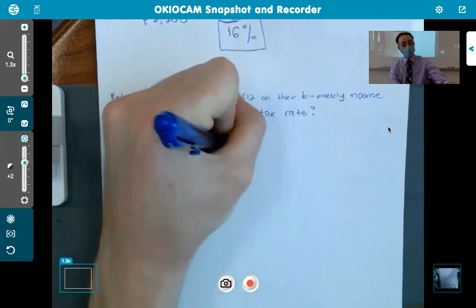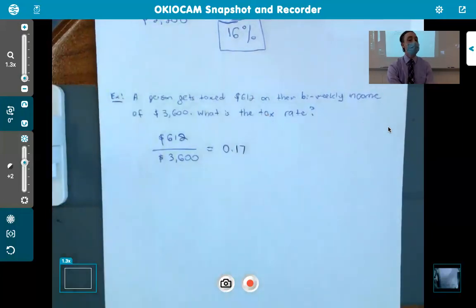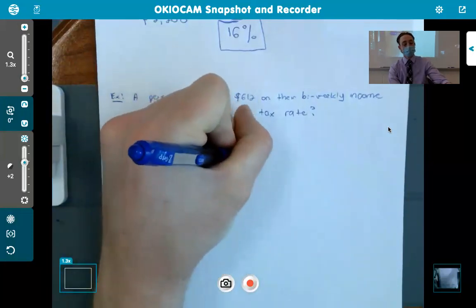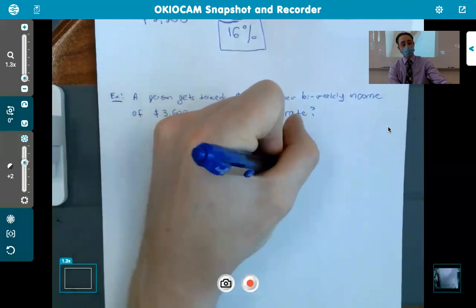0.17, good. So using a calculator, using Desmos, whatever application you can use, you get 0.17. How do I convert this to a percentage? Where do I have to move that decimal point? Two times to the right, good. So now I have 17.